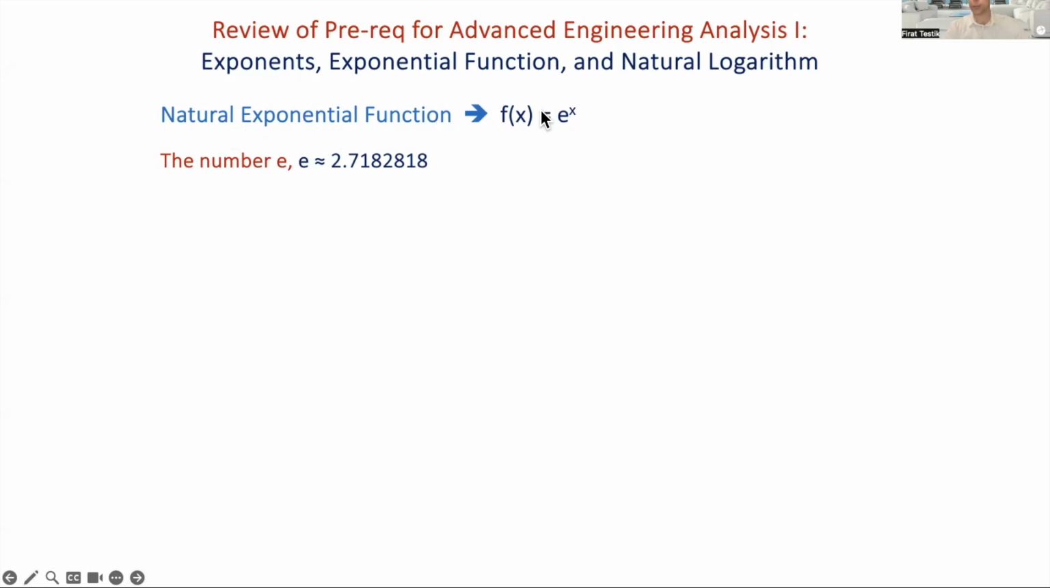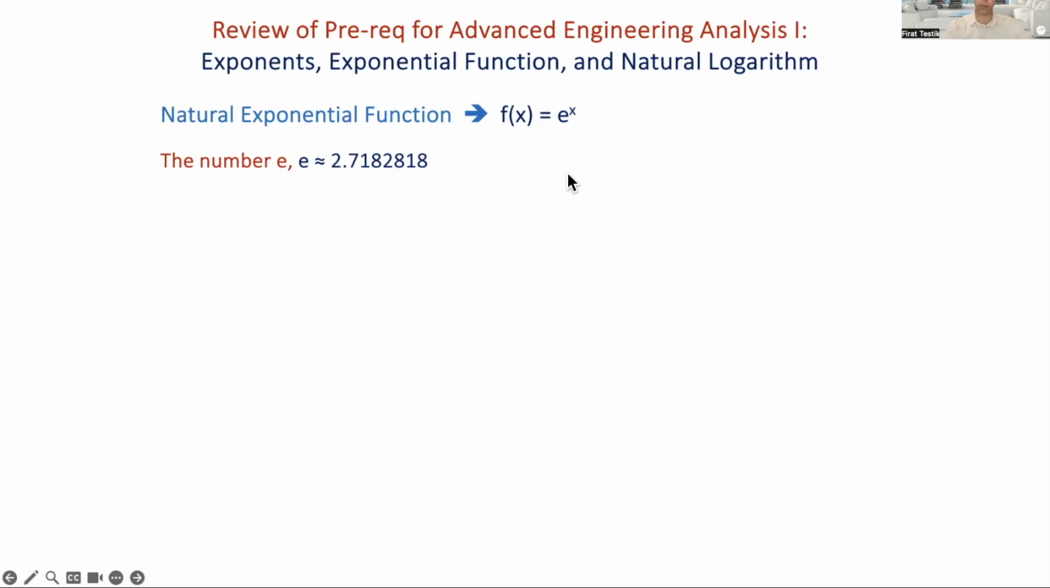Natural exponential function is defined as e to the power x, and here the number e is a constant, which is approximately 2.718 and some other digits.